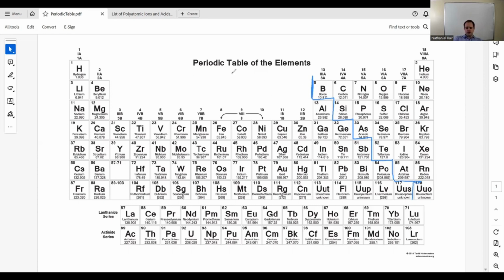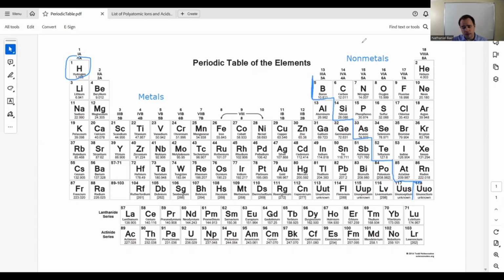We're going to talk about the main function of this staircase right now. The main function of this staircase is that it separates the metallic elements from the non-metallic elements. So the metallic elements, with one exception, are to the left or beneath that staircase, and the non-metallic elements are to the right or above that staircase. The only exception is hydrogen. Hydrogen is not a metal. There is no good place for hydrogen or helium. Some people put hydrogen here, some people put hydrogen here.